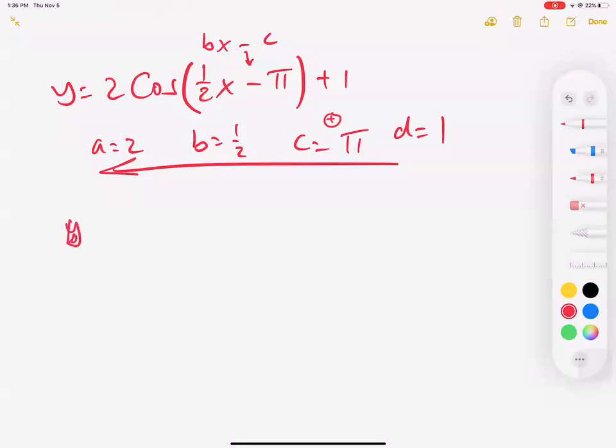Okay, whoops. So let's go ahead and graph our graph. Our D is 1.